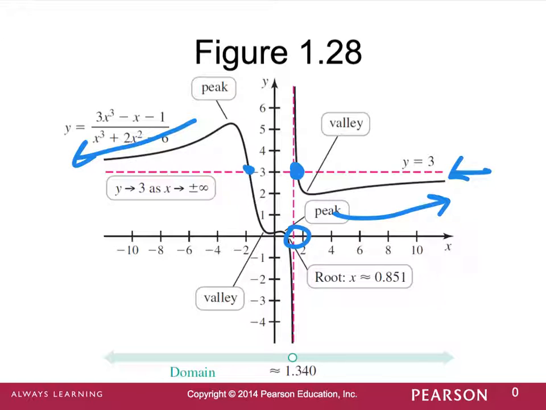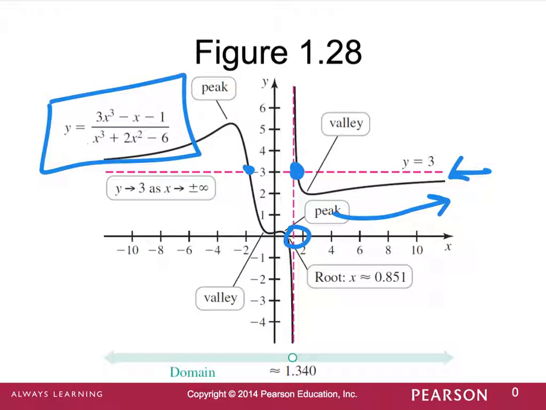Now, where does this come from? This is something that may be a little rusty for you, but you should be able to identify this based on just the function. Looking at this function here, you should be able to identify, okay, I have cubic over cubic, so that means that I'm going to have the same growth rate on the top as I do on the bottom. So as x's get really, really big, this is just going to settle at the ratio of the coefficients. Well, that's a ratio of 3 to 1, so y equals 3 is the horizontal asymptote.